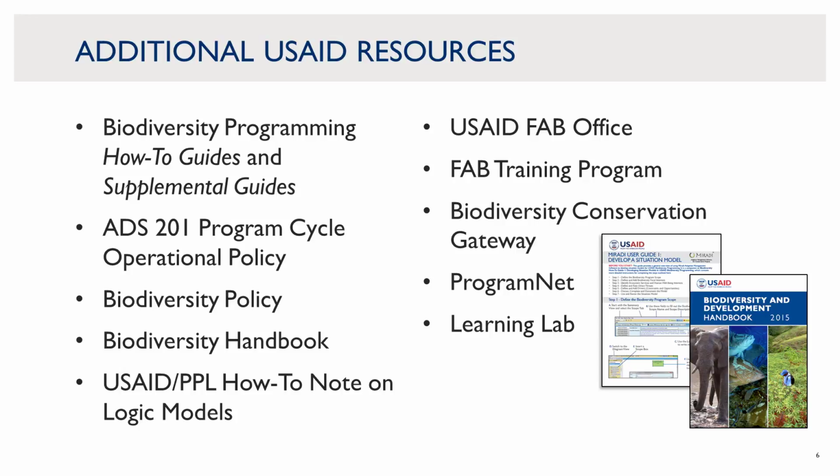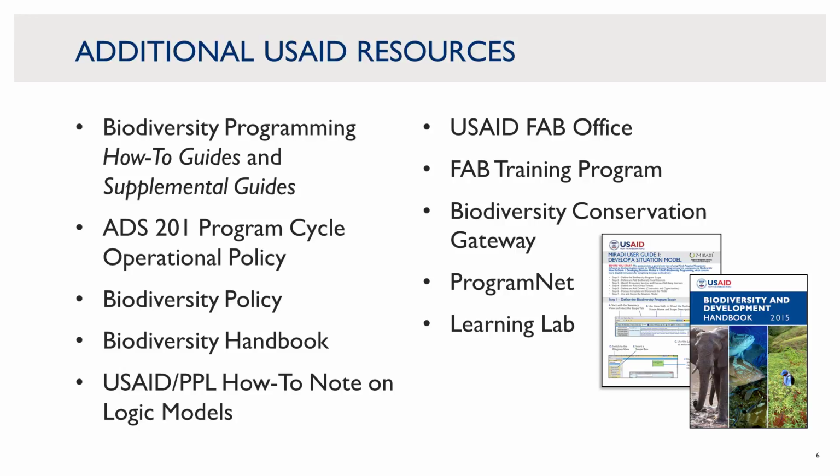The USAID Forestry and Biodiversity Office has various trained staff and resources available. The FAB office can be contacted at fab@usaid.gov or by visiting the Biodiversity Conservation Gateway website at the link below this video.